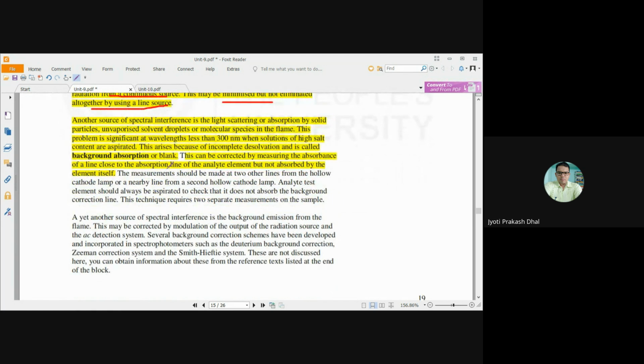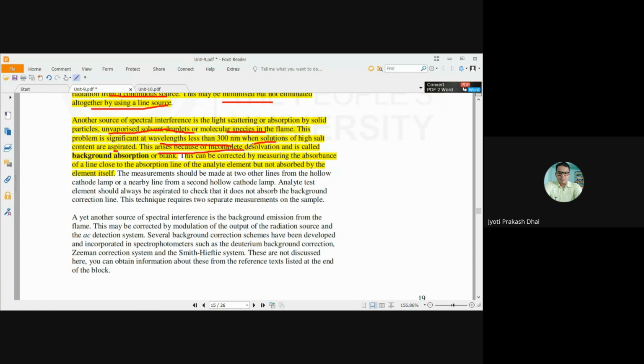Now, another source of spectral interference is light scattering or absorption by solid particles, unvaporized solvent droplets and molecular species in the flame. This problem is significant when the wavelength is less than 300 nanometer and when solutions with high salt content are aspirated.